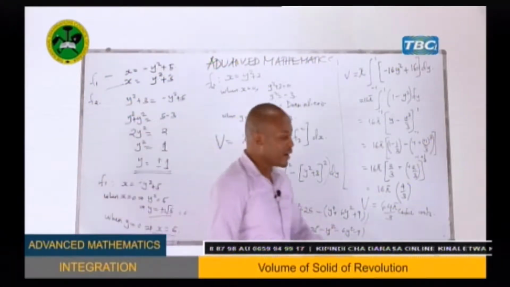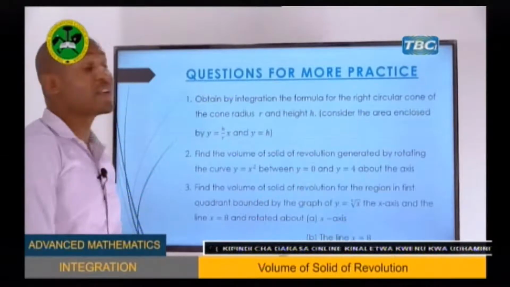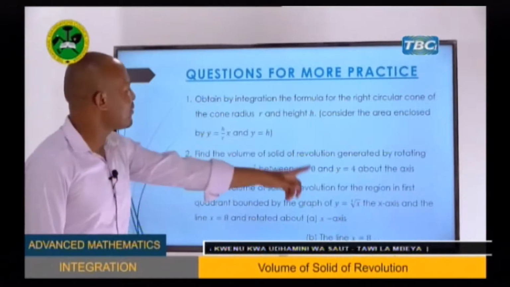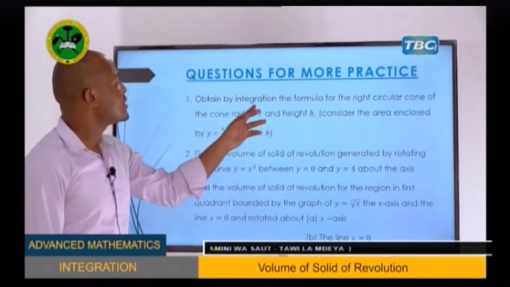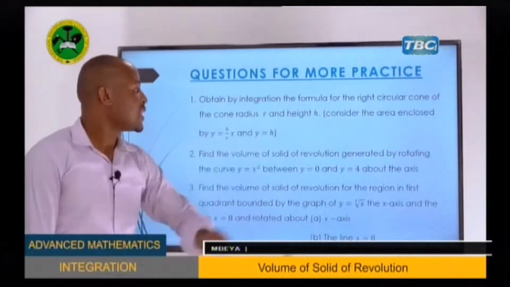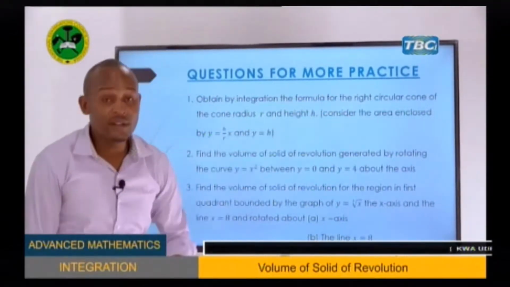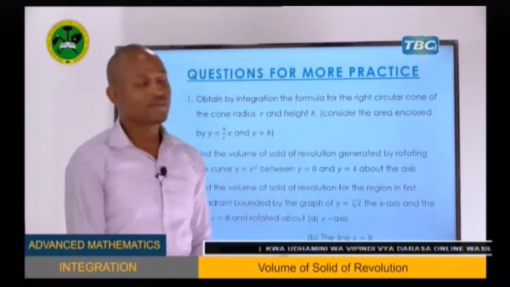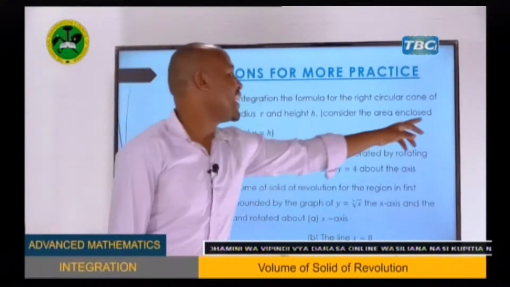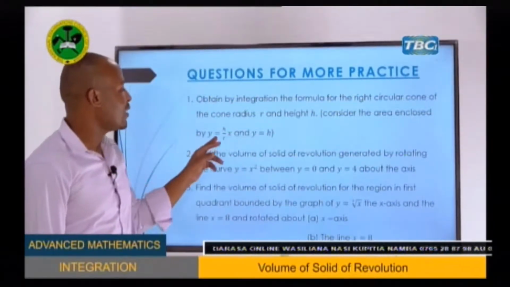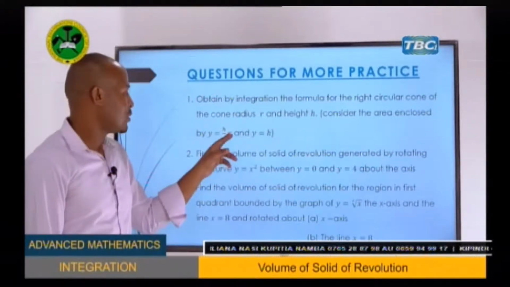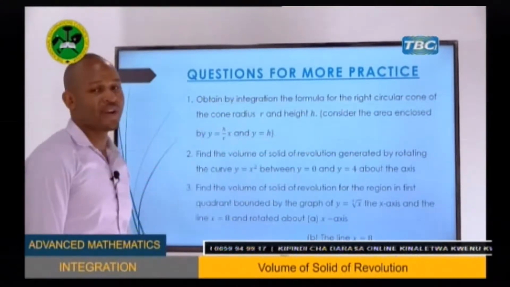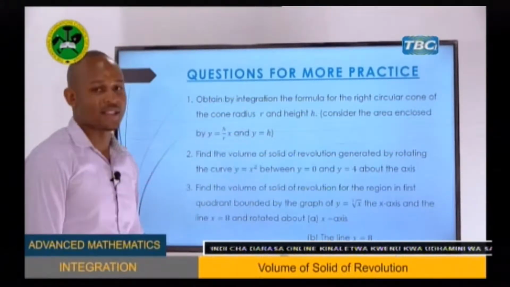So this is how we find the volume of the solid of revolution that is bound by those two functions. Now let's see a few questions that I'll be leaving for you to manipulate. For example, the first one says obtain by integration the formula for the right circular cone of radius r and height h, and consider the area enclosed by y is equal to h over r x and y is equal to h. So please try to find that and have that formula.